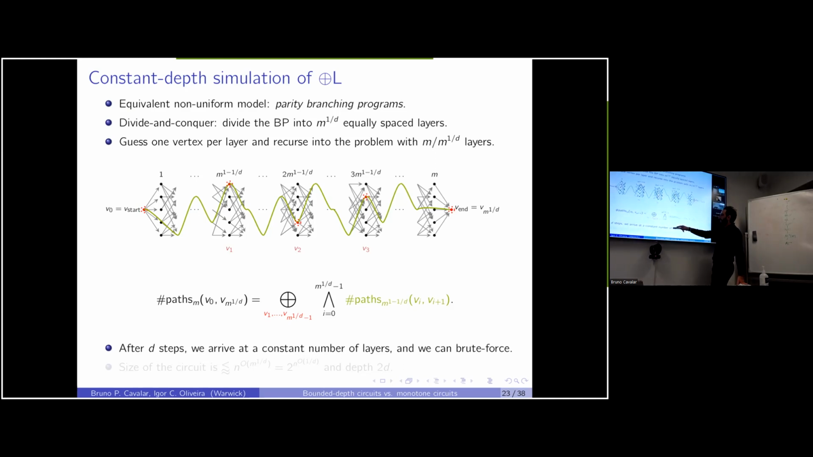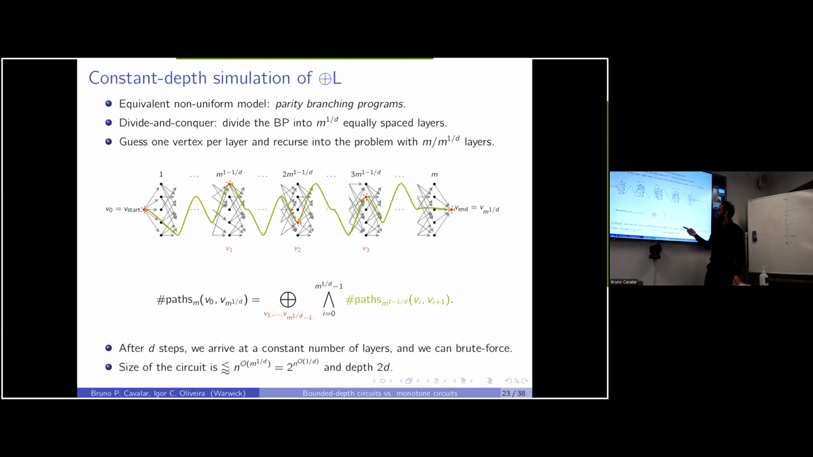Through these steps, we arrive at a constant number of layers, because you're removing 1 over D at each layer. So after these steps, you have this up to the alternations of XORs and ANDs. So you get a constant depth circuit, and when you get this constant number of layers, you just brute force the number of paths.